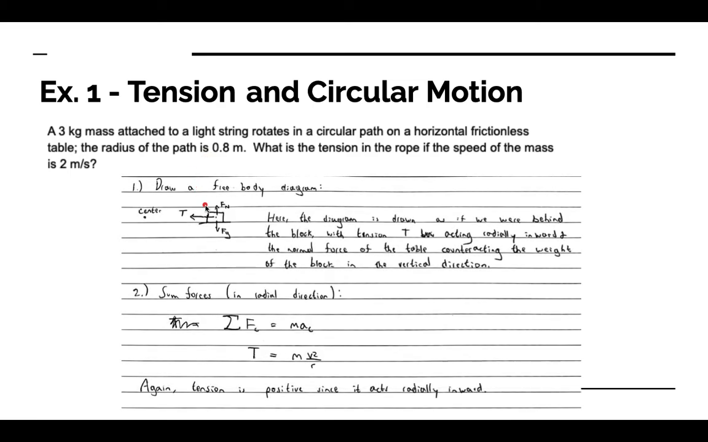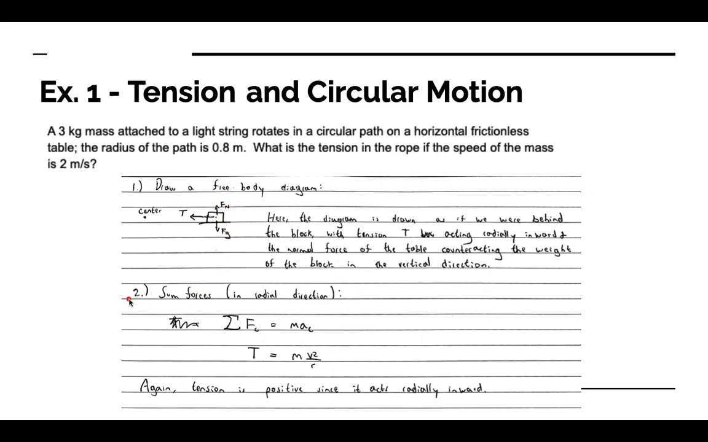Okay, so what we're going to do here is take the perspective of being behind our mass, so that we're going to see our mass, and the tension that keeps our mass moving in a circle is going to be acting to the left, with the center of our circle being right here. That's how we're going to view things with these circular motion problems. So in this case, tension is going to act to the left. Here's our table. We're going to have the force of gravity acting downwards, and then we're going to have the normal force acting upwards from the table on our object. So this is what our free body diagram looks like.